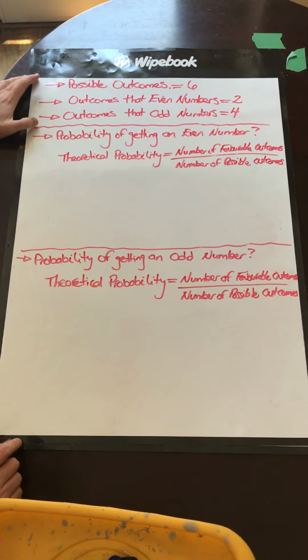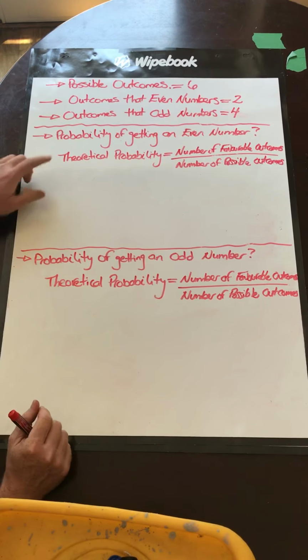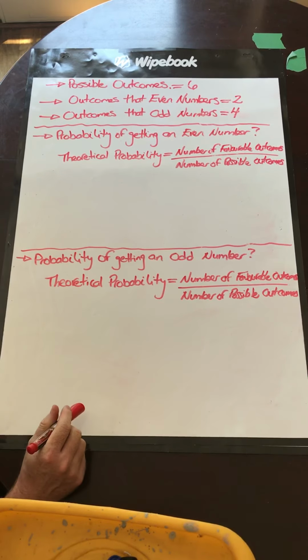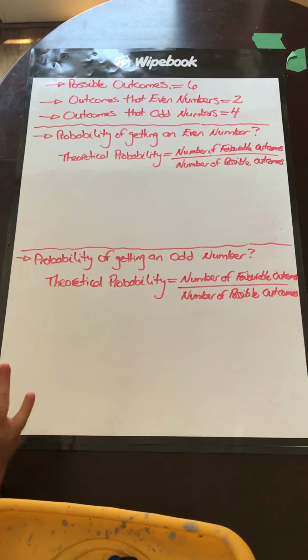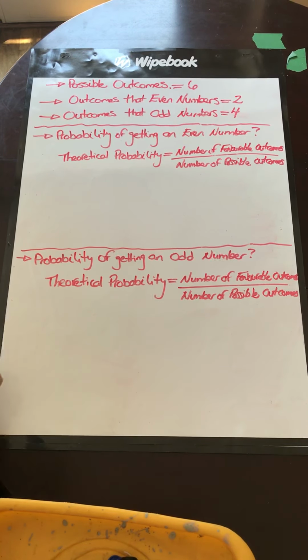I've rewritten that information up here. Possible or total outcomes is equal to 6. Outcomes that are even numbers is equal to 2. Outcomes that are odd numbers equal to 4. So now we want to find out the probability of getting an even number, and we're going to be calculating the theoretical probability. Again, in a perfect world, before we play this game, if everything were perfect, what's the probability? Another word is, what are the odds that we would have that?